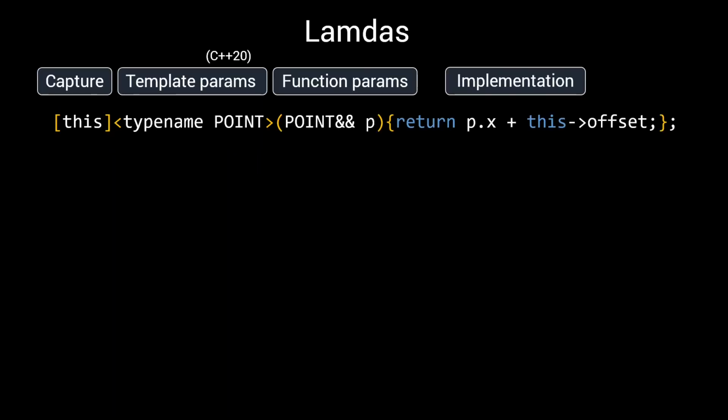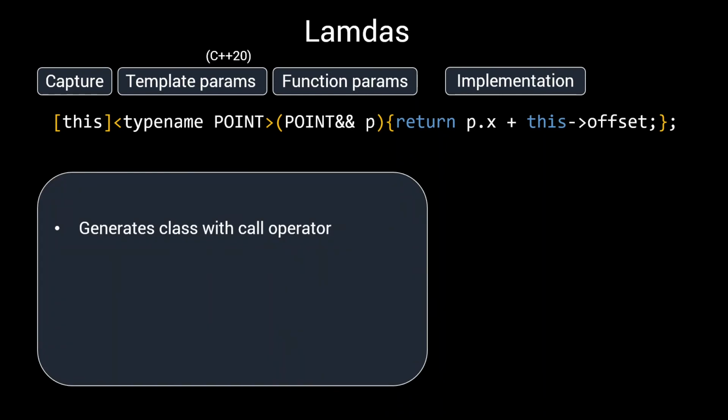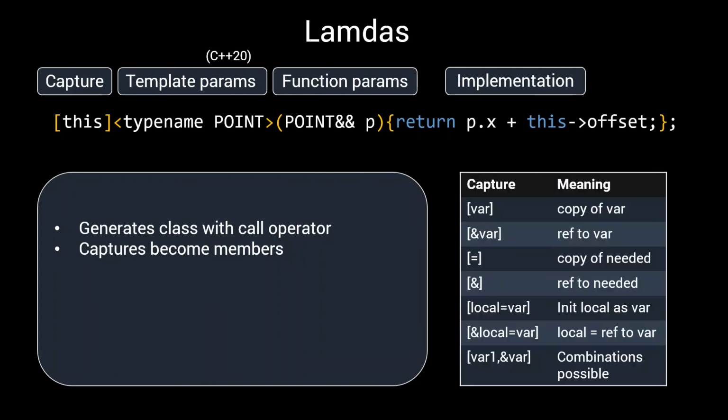Let's summarize what we have discussed. A lambda consists of a capture, if you're using C++20, optionally some template parameters, function parameters, and a body to hold the implementation. This is all just syntactic sugar, as under the hood the compiler will simply generate a class with a call operator. The capture is what determines the member variables of this class. There are many ways of specifying your capture, but they roughly fall in two categories. Either you're capturing by reference or you're capturing by copy.